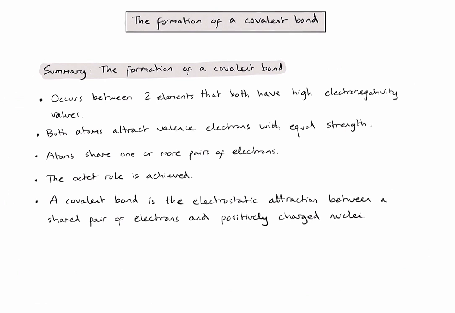This leads to the formation of either a molecule in most cases, or in some exceptions, we find elements forming a covalent network structure, otherwise known as a giant covalent structure.